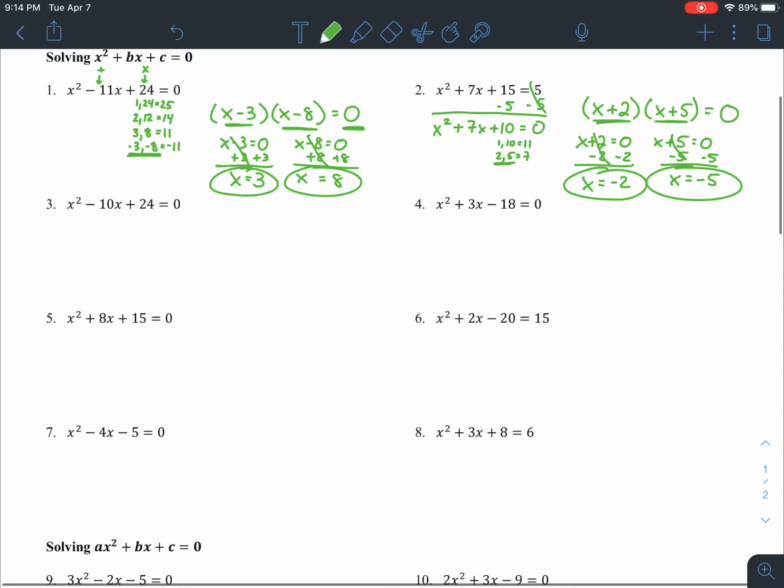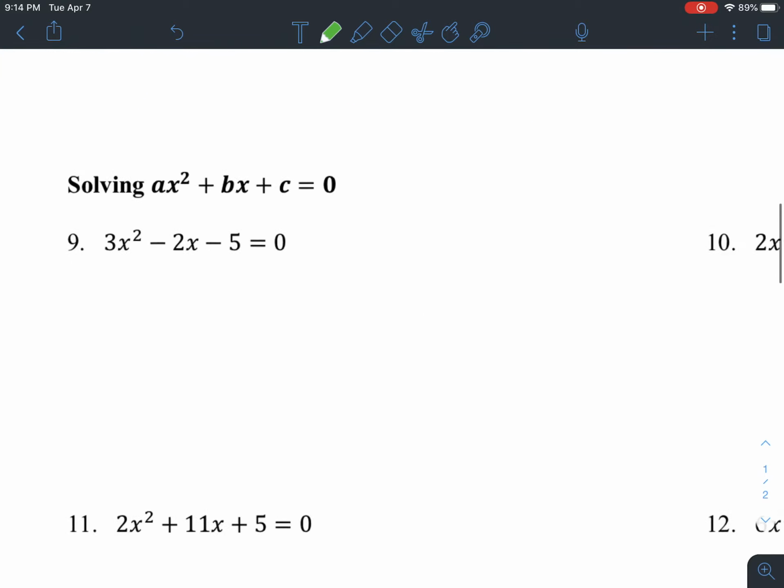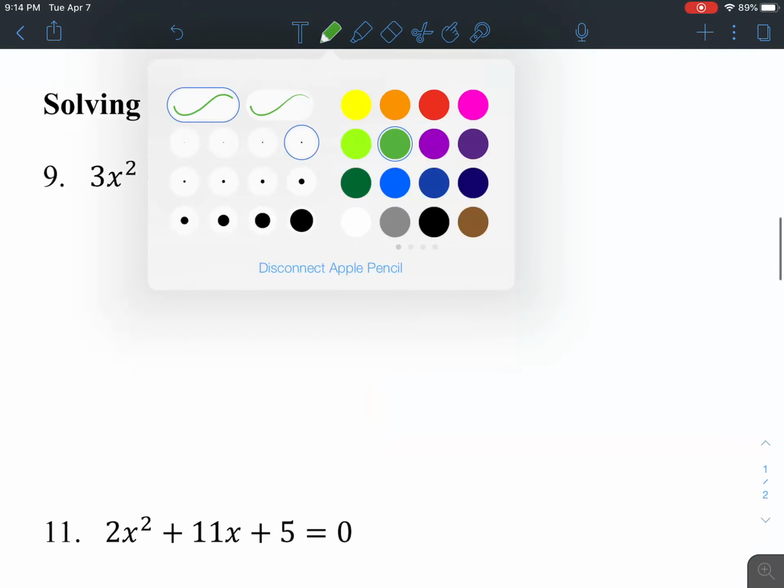Okay. So for questions 3 through 8, again, you're just going to factor those problems and then set each individual factor, each set of parentheses, equal to 0 and solve. Okay. Now, down here, we'll do question 9 together.